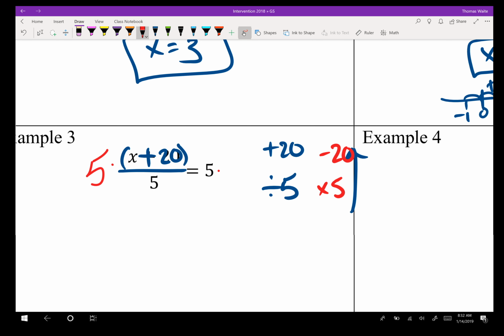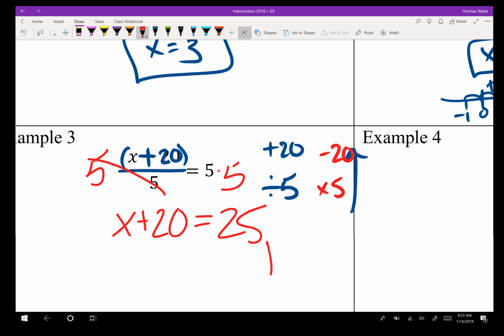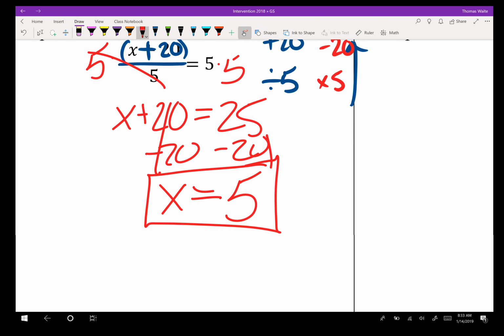Then our next step says it should be subtract 20, so I'll subtract 20. That makes that disappear. x equals 25 minus 20. That's just 5 left over. Nice. Let's move on to example 4.